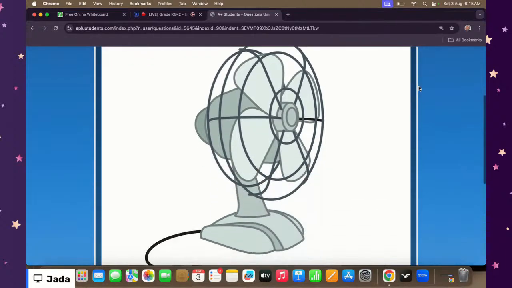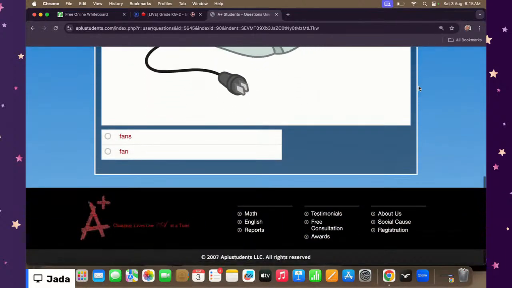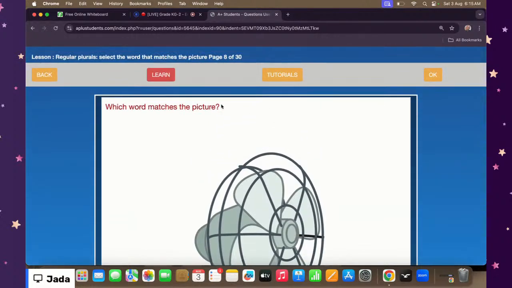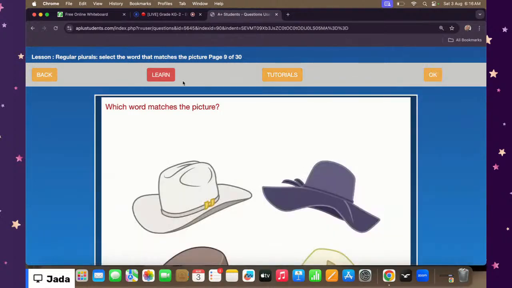So what is this? This is a fan. It's just one. So one fan. Okay? We click on one. All right? So make sure that you complete this lesson. If you're not done yet, you have to select the words that match the picture. So whether the picture is more than one or one, you have to make sure that the answer you're picking matches the picture. Okay? So let's move on to the next lesson.